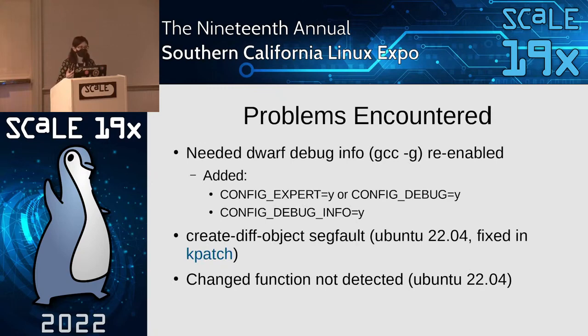Then problems I encountered: I needed DWARF debug info re-enabled, as it had been disabled. I encountered a seg fault with create-diff-object. That was fixed upstream in Kpatch, so I backported that successfully to the Xen build tools, and then I had a changed function not detected. And I'm mentioning all of this only because I want to emphasize that there's a strong dependency between what you're building, your live patch build tools, and the version of the compiler.